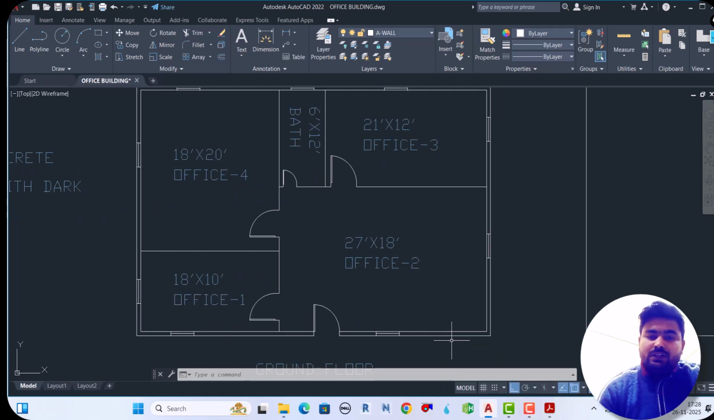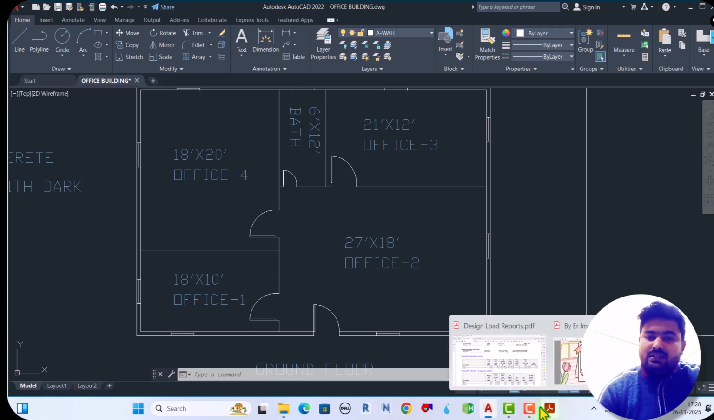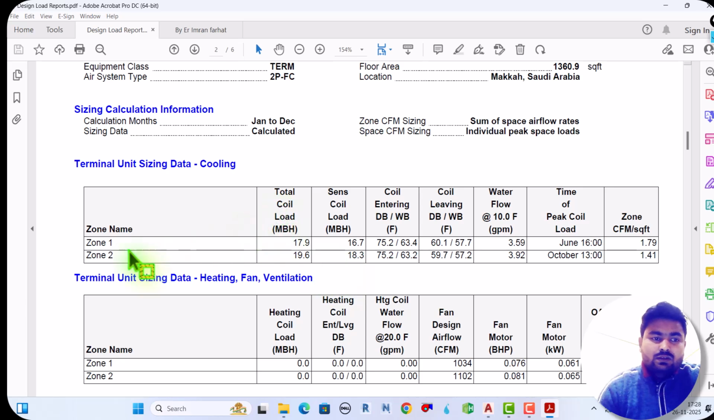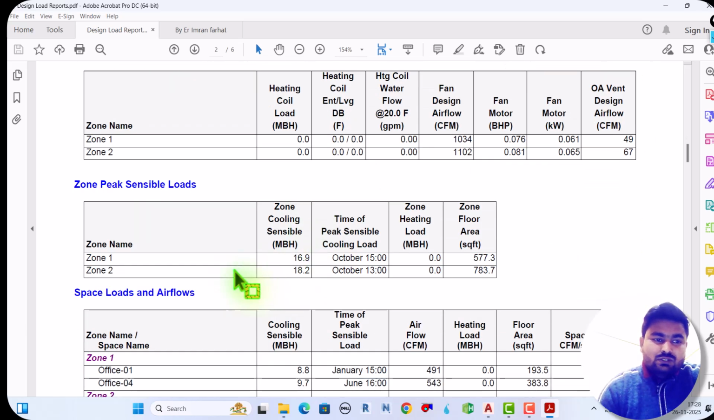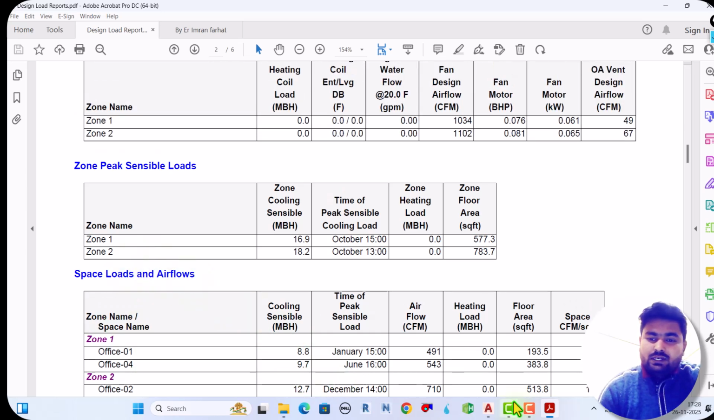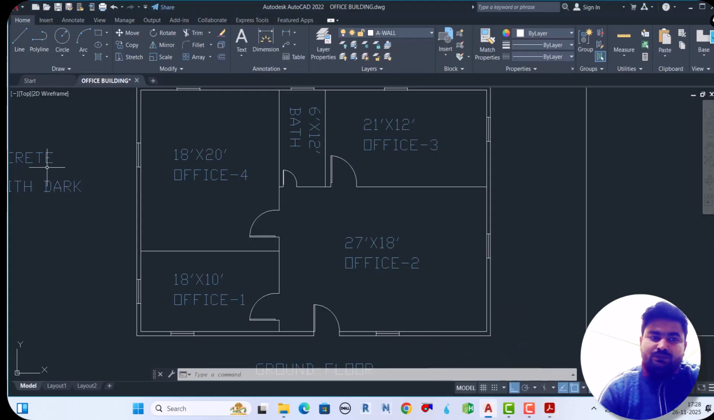now the important thing is, see, zone 1. So what is zone 1? Zone 1 includes office 1 and office 4. Okay, these two, office 1 and office 4, zone 1.